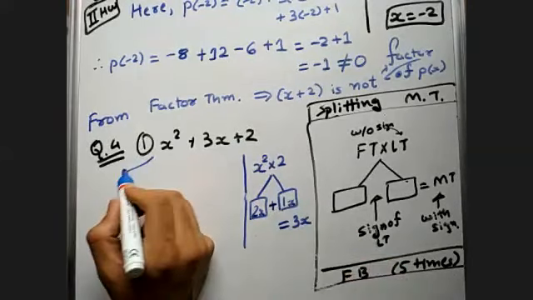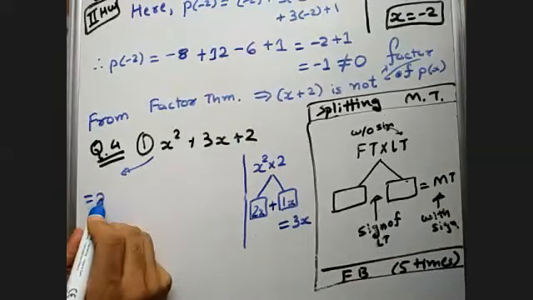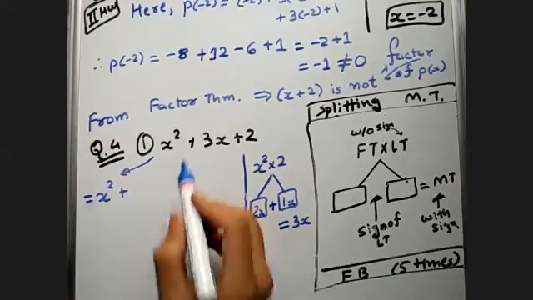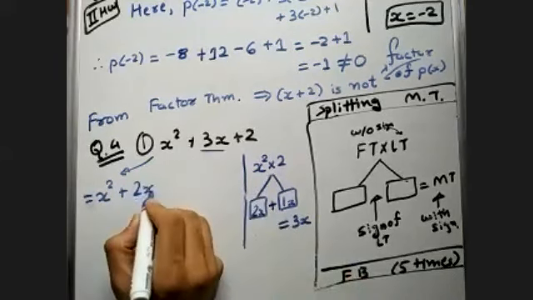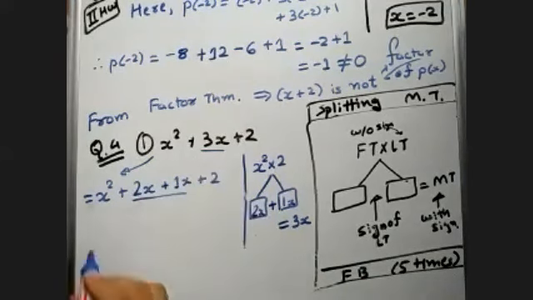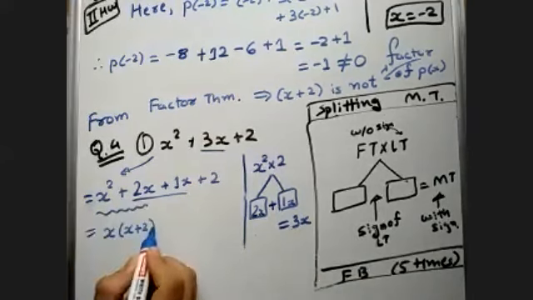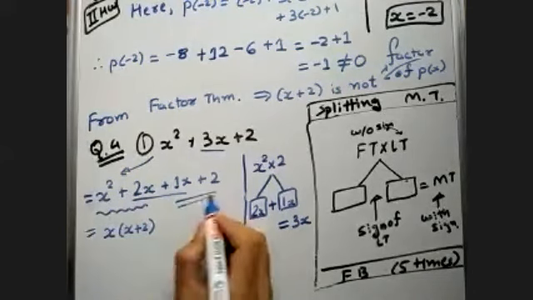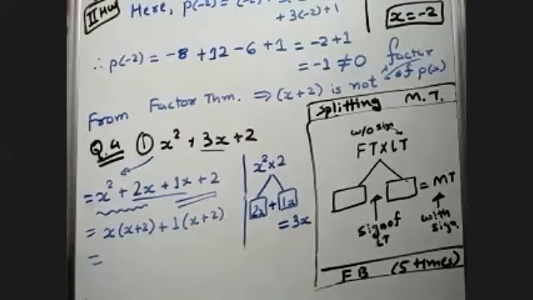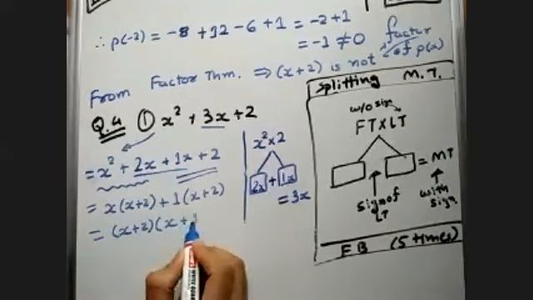So here I will write this as equal to x square plus, now this 3x can be written as the sum of 2x plus 1x, plus 2. Now from the first two terms, if I take x as common, this is x plus 2. From the last two terms, if I take 1 as common, it is x plus 2. So from all the terms, if I take x plus 2 common, it is x plus 1.